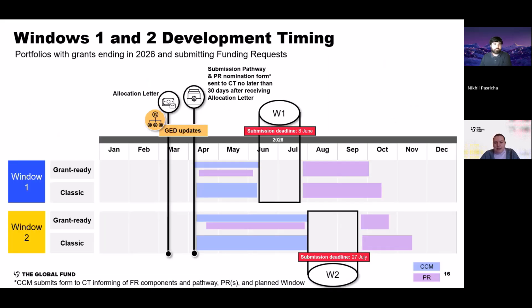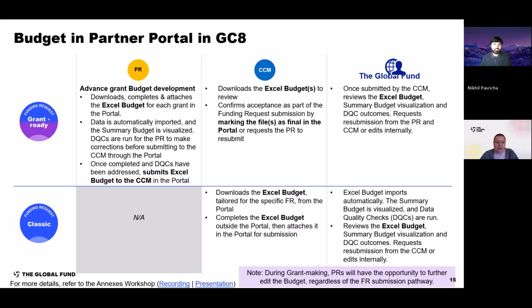What is very important, and if I may just go back to the previous slide, thank you so much, Nikhil. What is really important is that during grant making, the moment that both funding request processes and submission pathways have been completed, the PRs will still have the opportunity to further update and edit their respective budgets and the performance framework, irrespective of the previous funding request submission pathway that has been selected. So with that, I'm giving the floor back to Nikhil. Thanks so much.